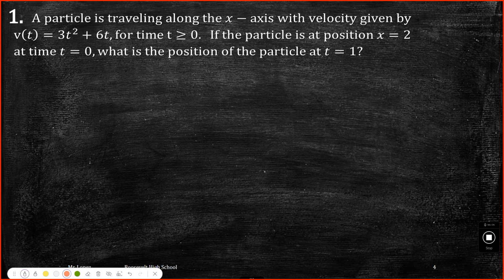Problem one: a particle is traveling along the x-axis with velocity given by that for time t greater than or equal to 0. If the particle is at position x equal to 2 at time equal to 0, there it is, that's your A, and that's f of A. What is the position of the particle at t equal to 1?